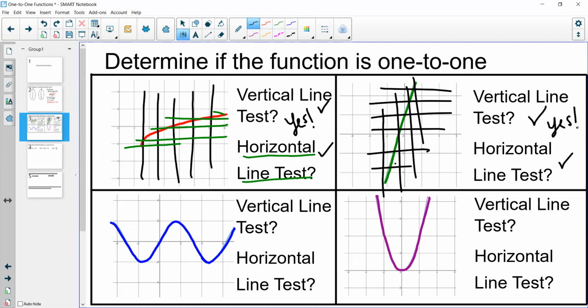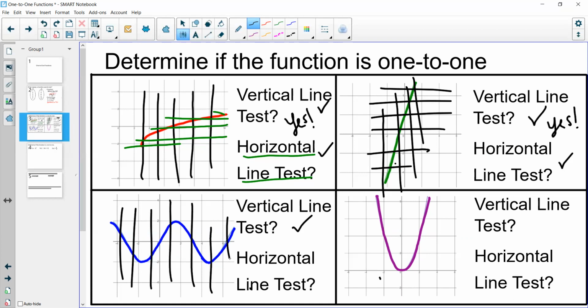Let's test this next one down here. So check the vertical line test. Well, this one seems to go through that vertical line test quite well. No problems there. What about our horizontal line test? Right here, I hit it multiple times. Here, I hit it multiple times. Here, I hit it multiple times. It does not pass the horizontal line test. So although it's a function, this one is not a one-to-one function. Now let's check this last one, our vertical line test here.